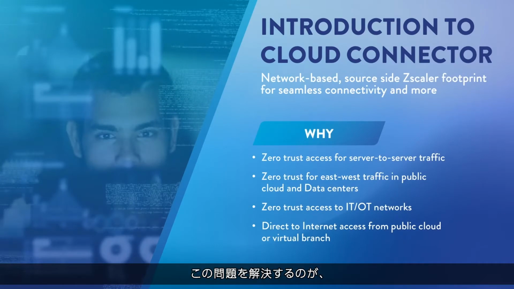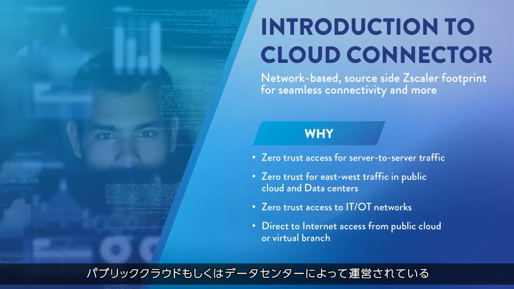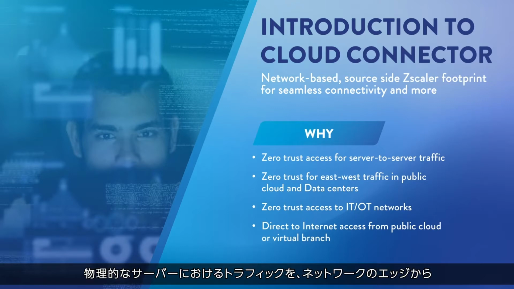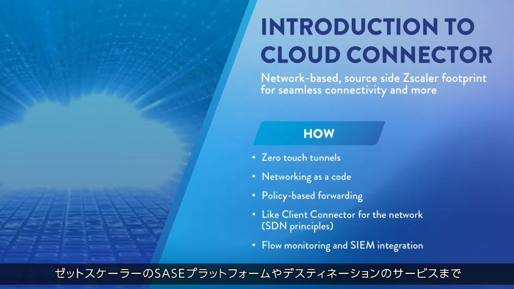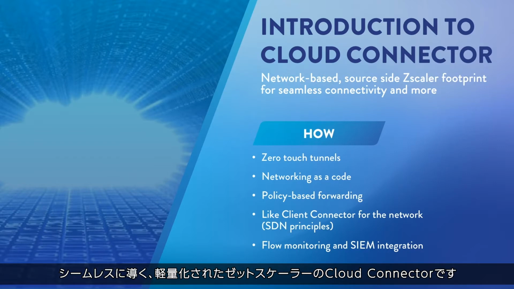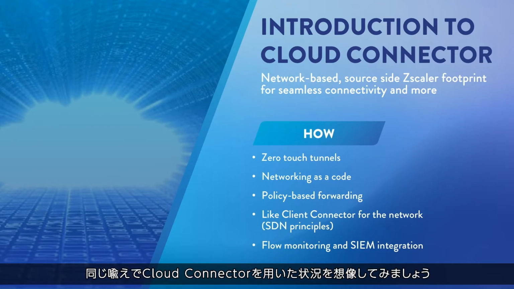To solve this problem, we are introducing Zscaler Cloud Connector, a lightweight yet powerful network function to steer traffic from your public cloud or physical data center hosted servers in a seamless way from the edge of your network to Zscaler's SASE platform and onto the destination service. Looking at the same analogy where you were going to the shopping mall, with Cloud Connector, you leave home and you avail a ride-sharing service such as Uber or Lyft, and you get on the expressway with Cloud Connector, and then you arrive at the mall.